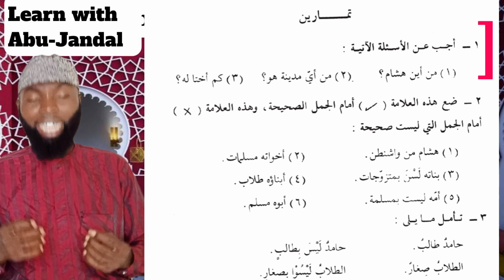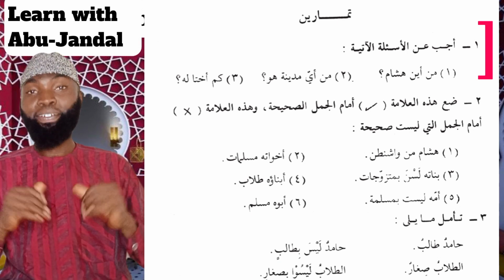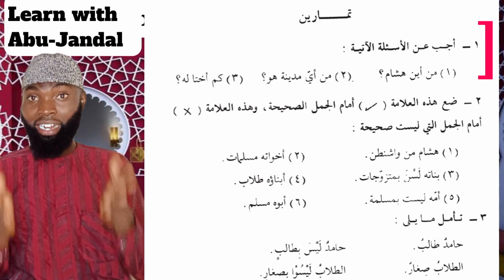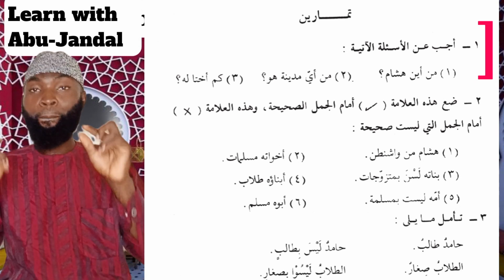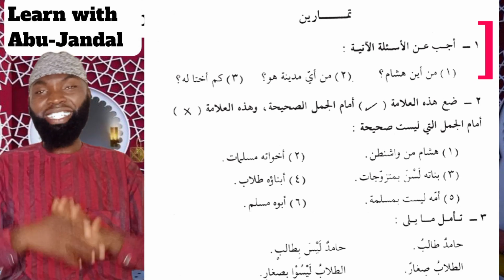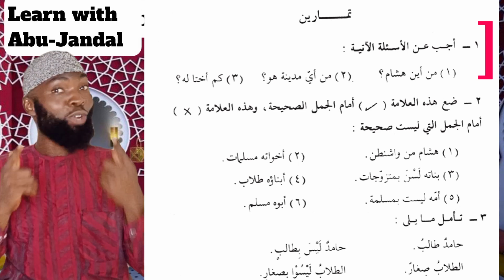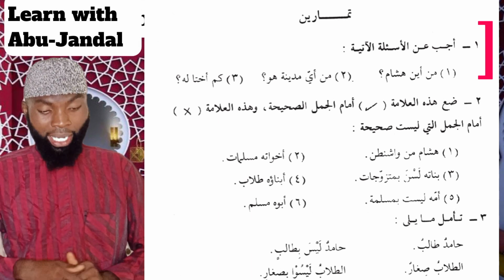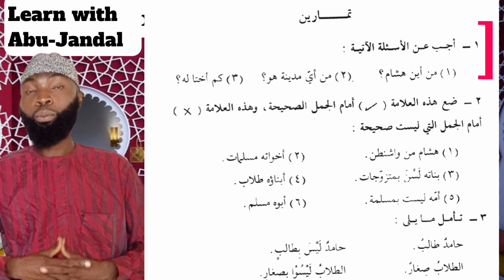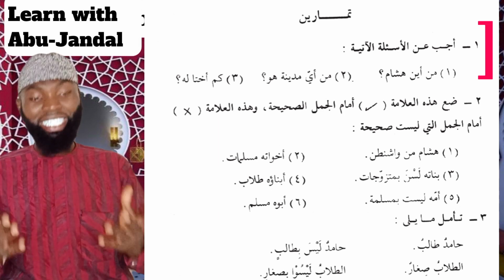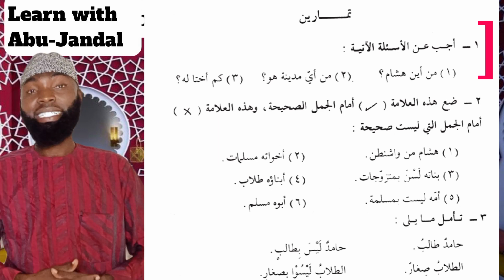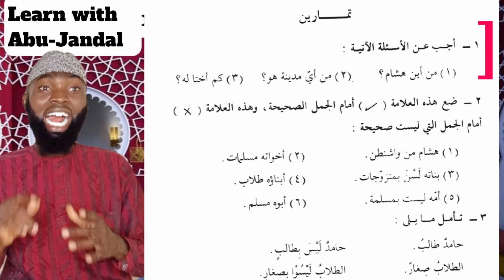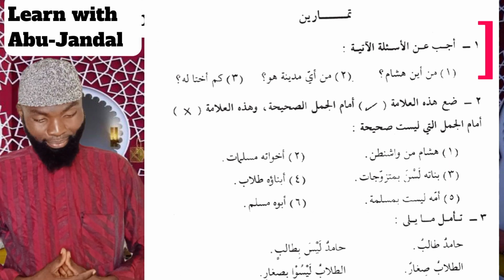The first exercise says, Ajib anil as'ilatil atiya, answer the following questions. The first question says, Min aina Hisham, where is Hisham from? Hisham huwa min al-wilayat al-muttahida, he's from the United States. You learn that. Al-wilayat al-muttahida, United States. Min ayyi medinatin hu, which city is he from? Huwa min medinat Washington, he's from Washington. Kam ukhtan lahu, how many sisters does he have? Lahu thalathu akhawati, he has 3 sisters.